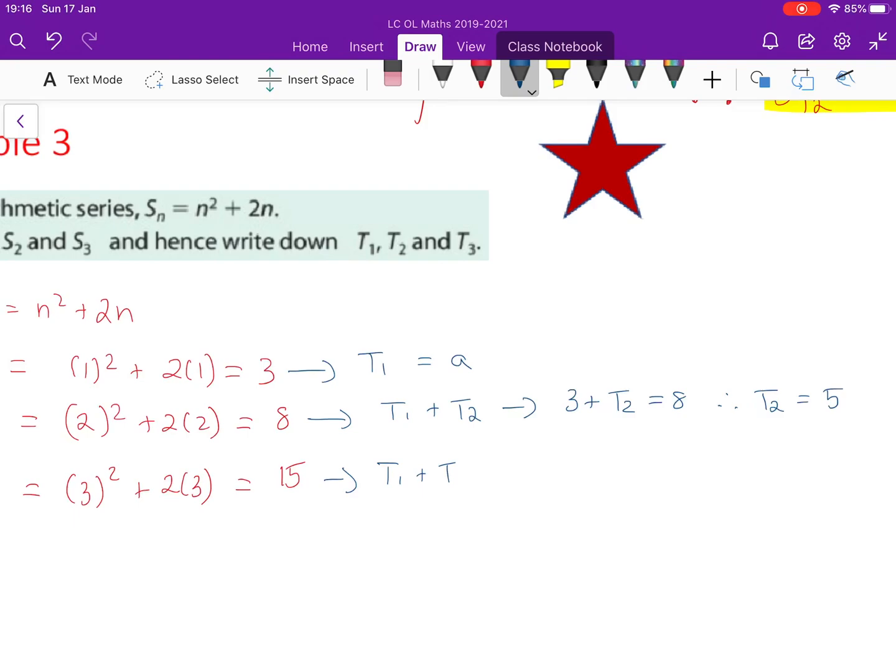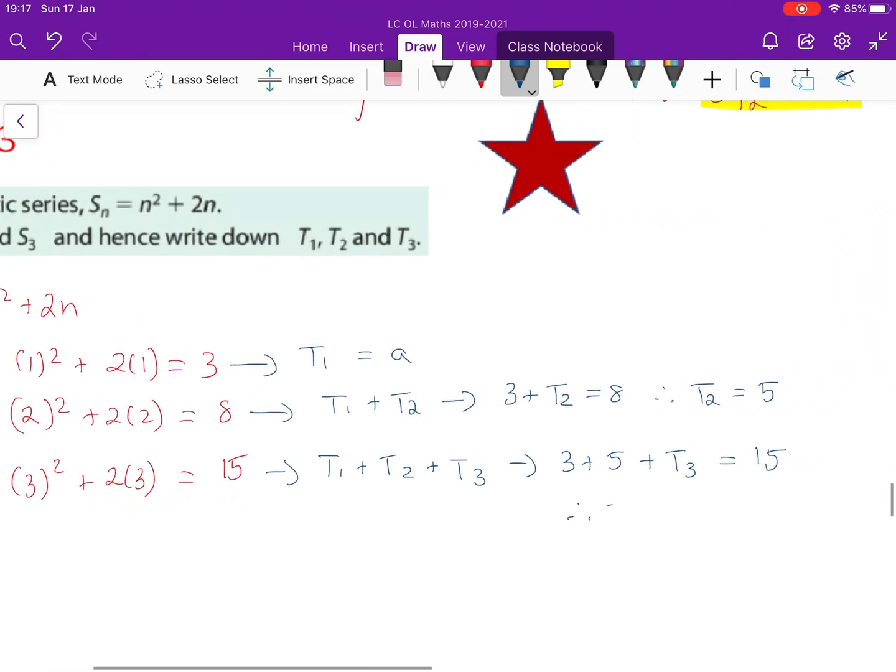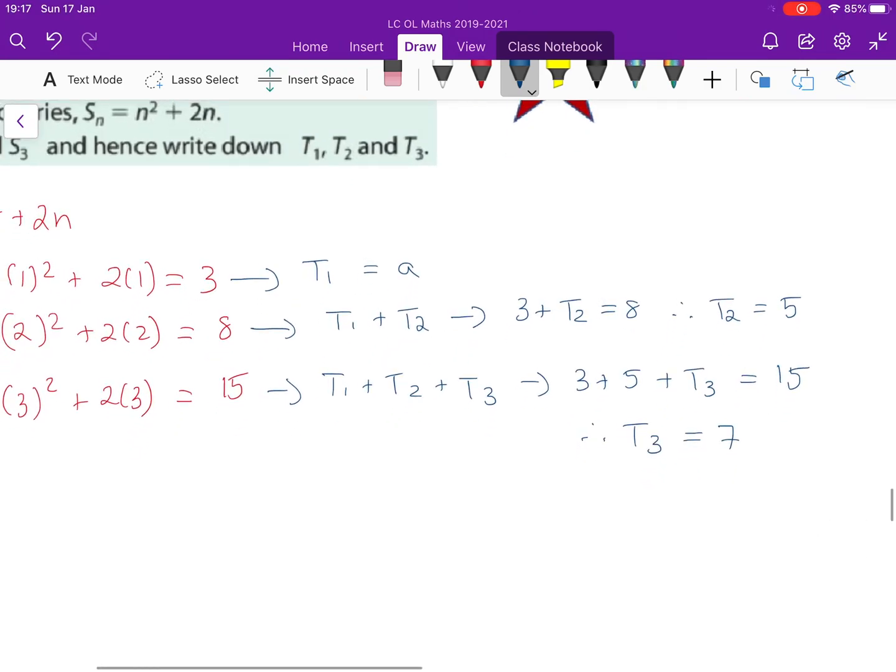Same thing with the next one. That's T1 plus T2 plus T3. So that's equal to 3 plus 5 plus whatever T3 is, the third term. And we've been told that it's equal to 15. So 3 and 5 is 8, and 8 and something gives us 15. Well, we know that therefore T3 is equal to 7.